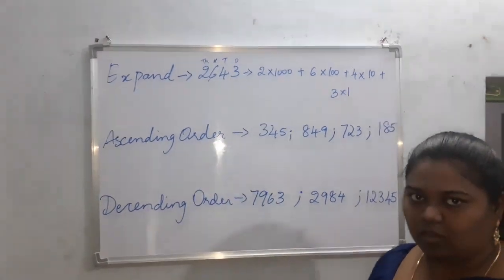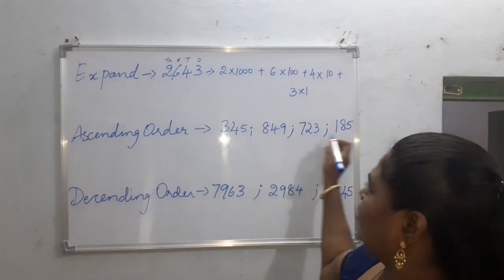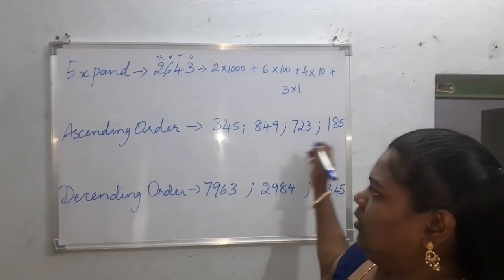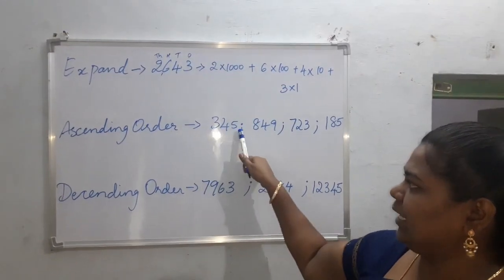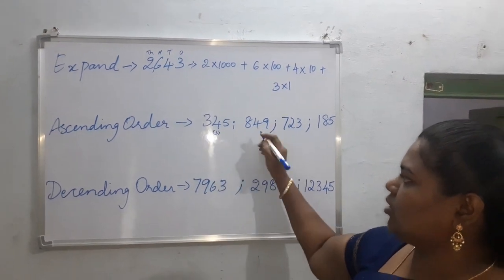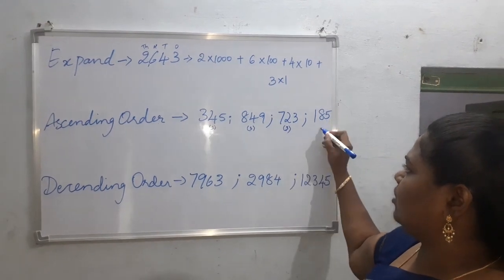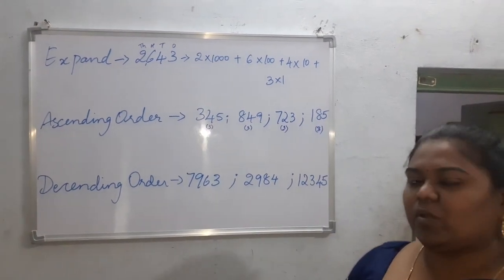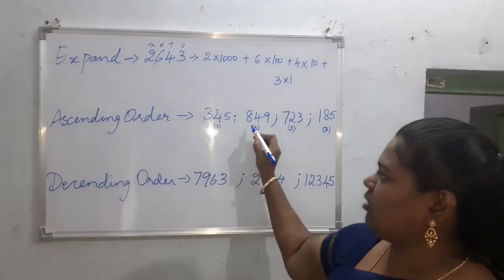Next is your ascending order. I think you all know it, but still. So here you are given 4 numbers. First check the number of digits each number is having. So here it's a 3-digit number. This is also a 3-digit number. This is also a 3-digit number and this also is a 3-digit number. When you have same number of digits, start with the first digit.